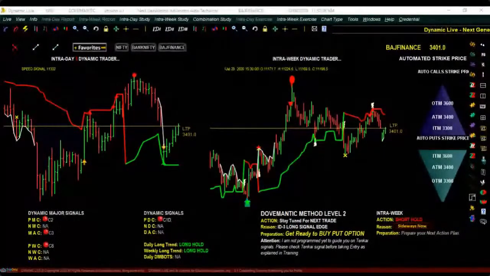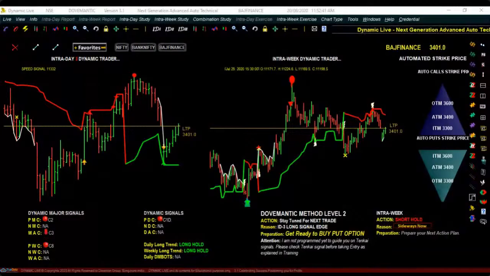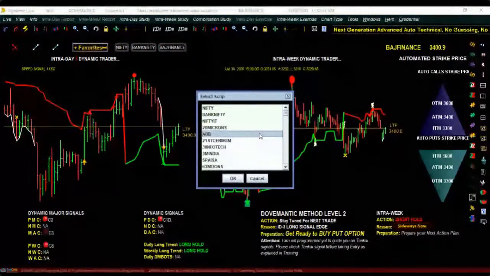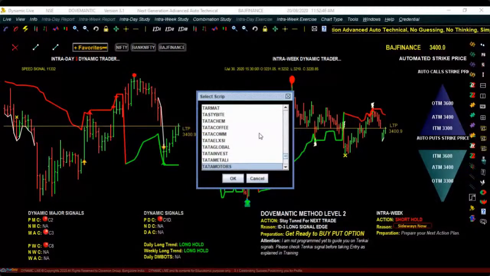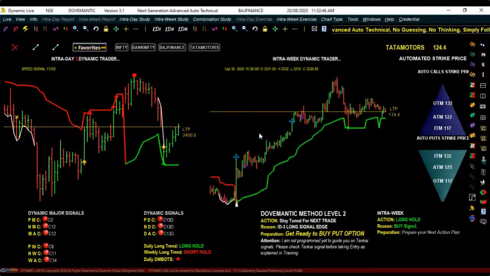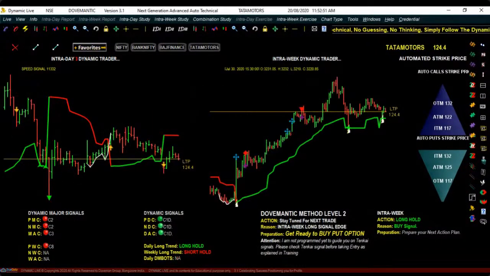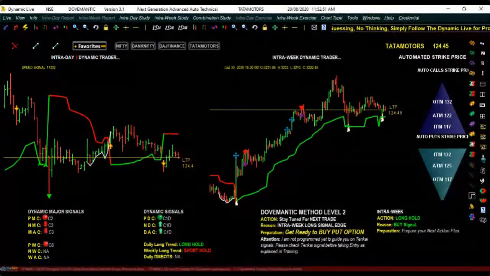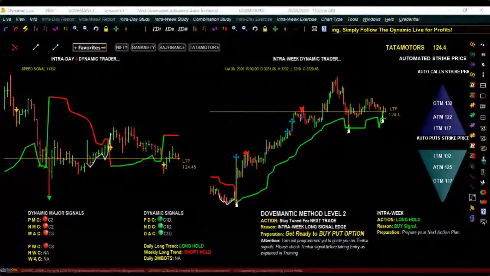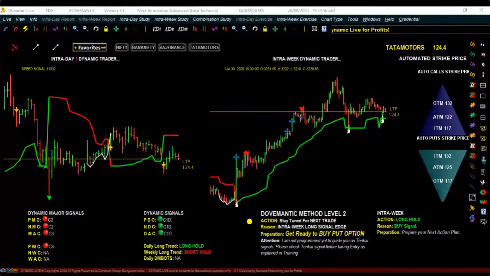This is Bajaj Finance. So let us check the other one, which is Tata Motors. Yes, I too wanted to check Tata Motors. Anyway, thank you for suggesting this. So this is what is happening in Tata Motors. Even in Tata Motors, you can see that the action is telling you to stay tuned for the next trade, because it strongly feels that this is not a place where you can go ahead and do good quality trading here. It is better you wait for a better opportunity. So that is the reason it is automatically avoiding you from doing these trades.